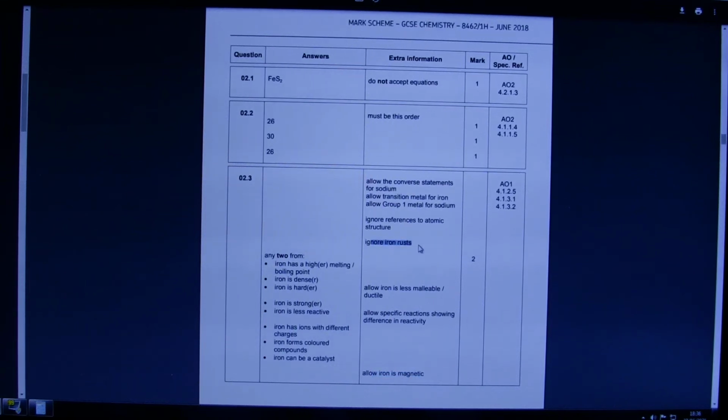Ignore iron rusts. Yes. Fair, because they both oxidize in contact with air, just one faster than the other, a difference in reactivity. Allow the converse statements for sodium. I should hope so. And allow people to refer to them as group 1 metal and transition metal rather than specifically sodium and iron. Okay.